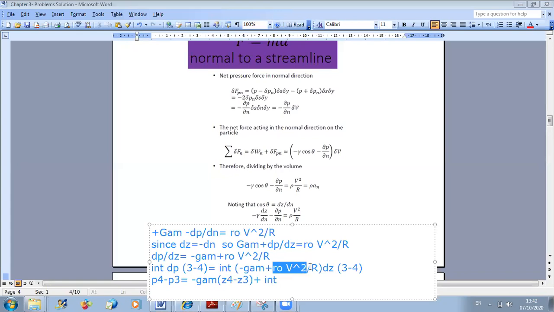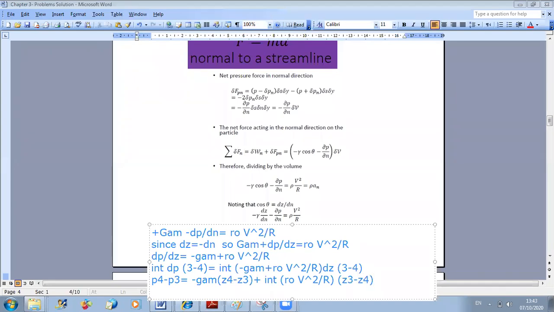I will keep it as an integral because I don't know how the radius of curvature is varying, but I will tell you what is important here. What I know is that this is a positive function: rho is positive, v square is positive, and of course the radius of curvature is positive. So what can you say? I am integrating between z3 and z4.